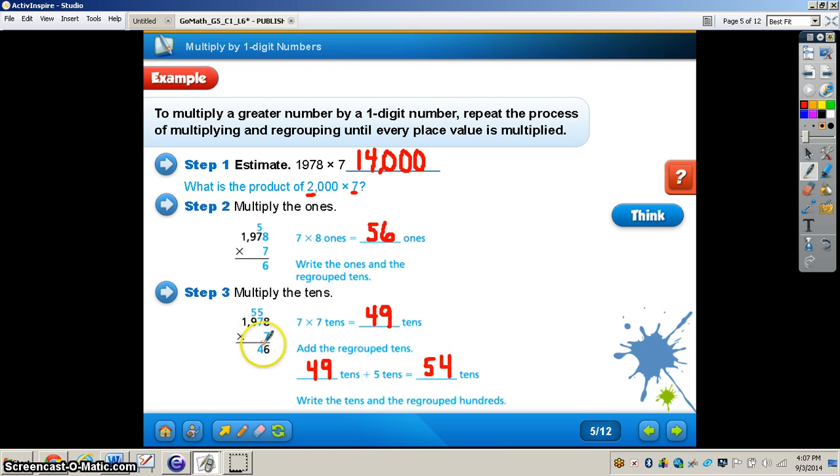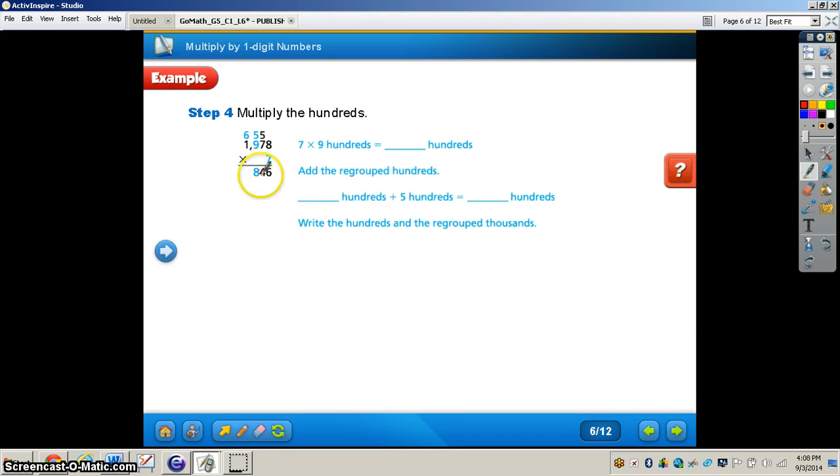And then from here, we put our 4 in the tens place, and we regroup the 5 over to the hundreds place. Then after that, we're going to multiply our 7 times 9 hundreds. It's going to give us 63 hundreds. Or just think about it, 7 times 9 gives us 63.